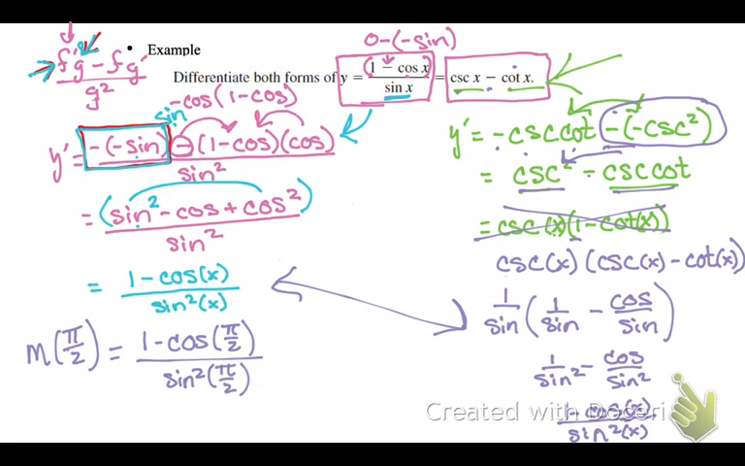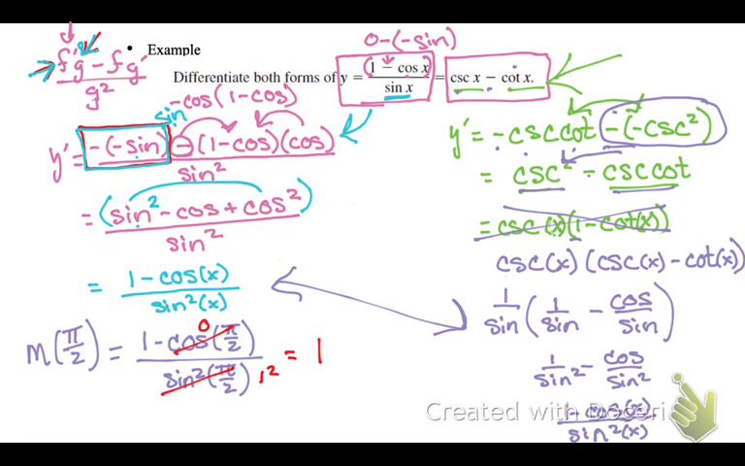Okay, so what is the cosine of pi over 2? Isn't it 0? Mm-hmm. So this is 0. What is the sine at pi over 2? 1. So this is 1 squared. So 1 minus 0 is 1. 1 squared is 1, so the answer is 1. So is that where you had a question?